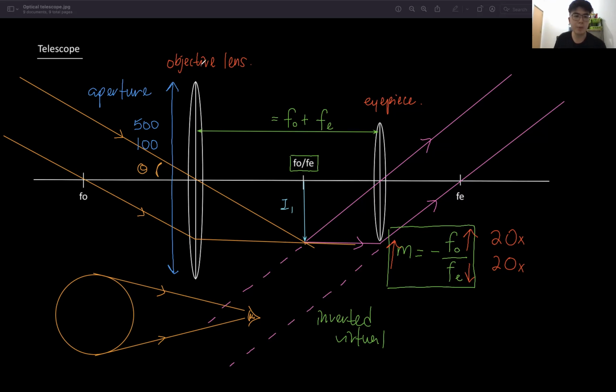And the reason why we have a very large objective lens, why? Because we want to receive as much light as we can. Okay, so the objective lens is larger in size compared to the eyepiece. For the compound microscope, the objective lens is smaller.